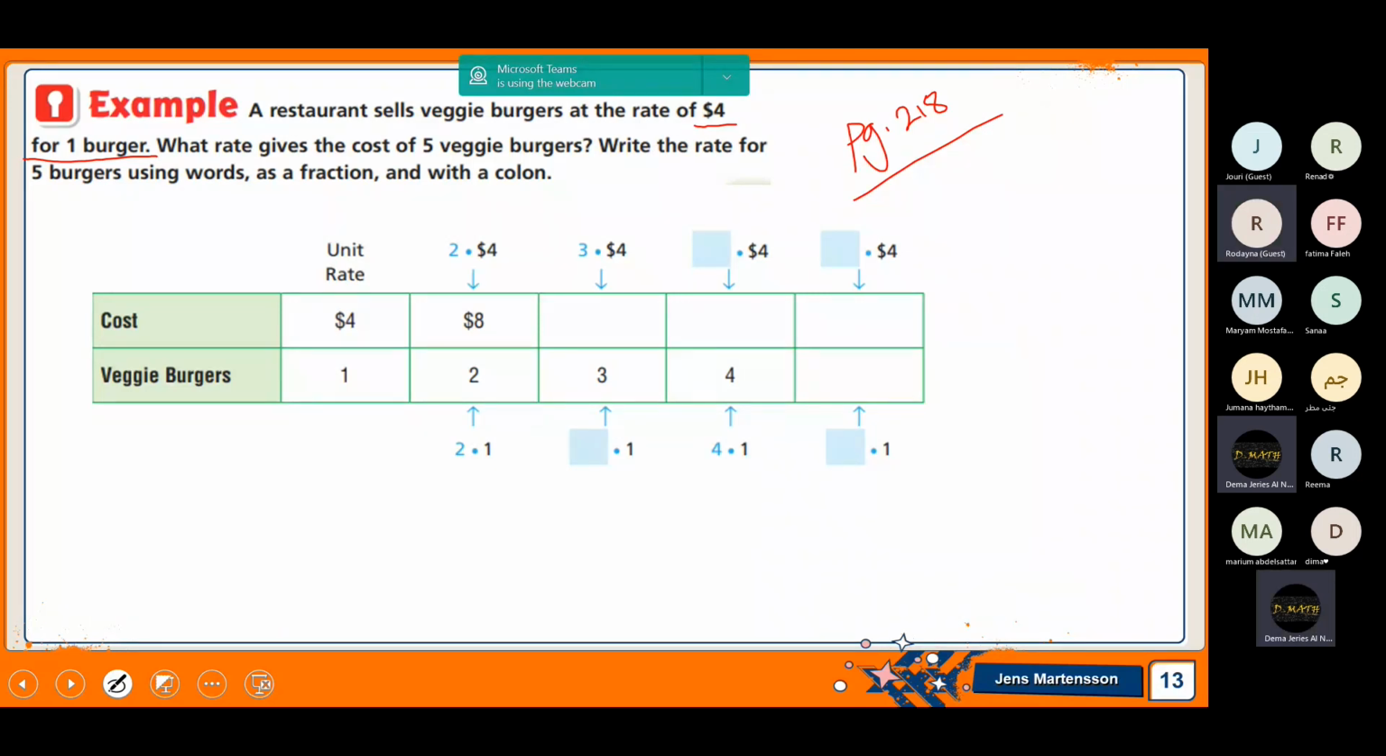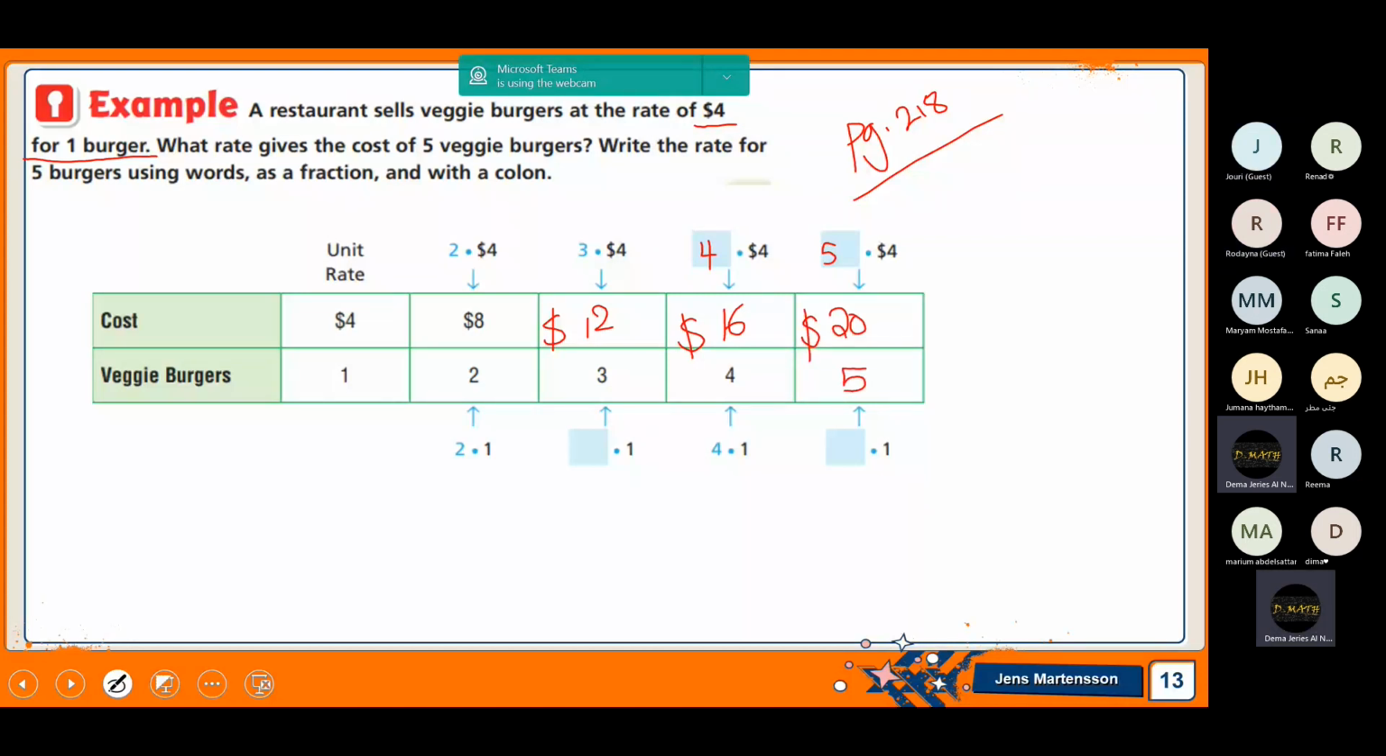Now, what rate gives the cost of 5 veggie burgers? Write the rate for the 5 burgers using words, fractions, and with a colon. Per one burger, the cost is $4. Per 2 burgers, what is the cost? 8. You multiply by 2. Per 3, 12. Per 4, you multiply 4 by 4, 16. And per 5, 20. Bravo.